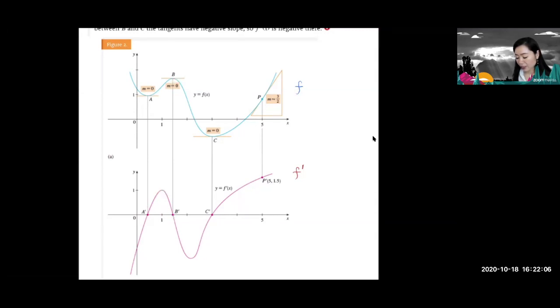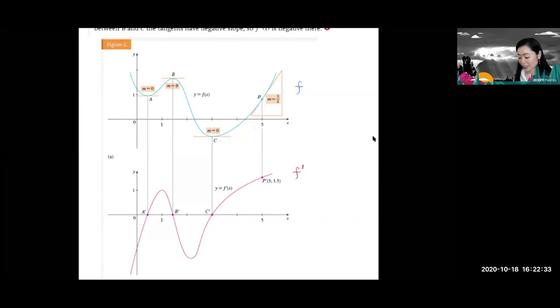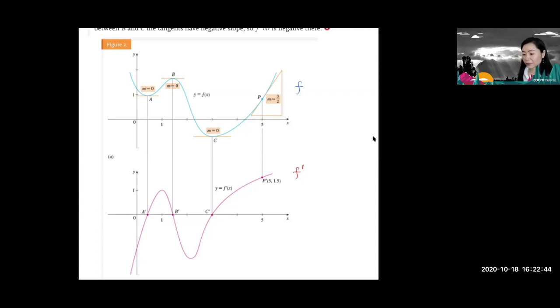And from here to here, the tangent lines are falling from left to right. So the slope of the tangent will be negative. So from B to C, f prime will be negative. Then after C, it looks like the graph has the tangent line rising from left to right. So f prime will be greater than 0 because the slope of the tangent will be greater than 0. So f prime is greater than 0 here.